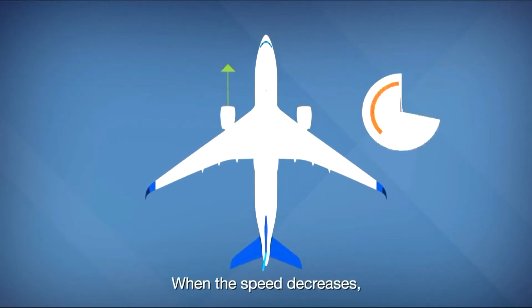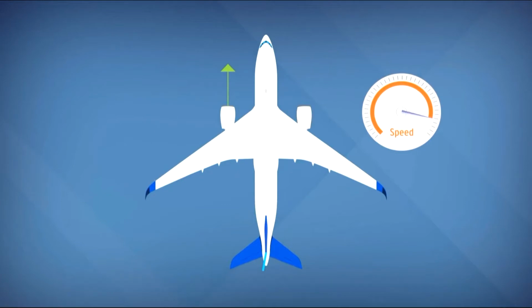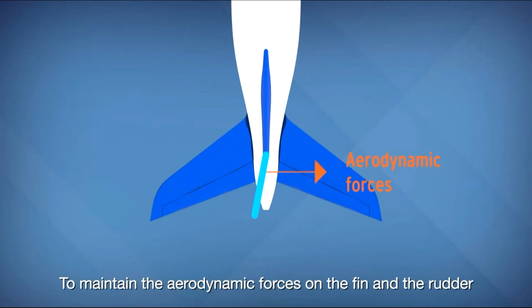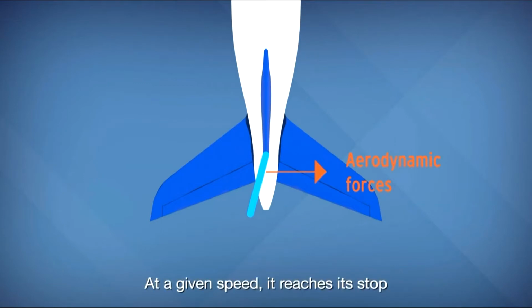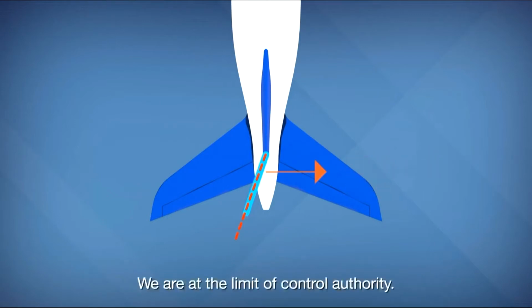When the speed decreases, the operative engine delivers more or less the same thrust. To maintain the aerodynamic forces on the fin and the rudder, the deflection of the rudder must be progressively increased. At a given speed, it reaches its stop, and it is just able to counteract the effect of the engine. We're at the limit of control authority.